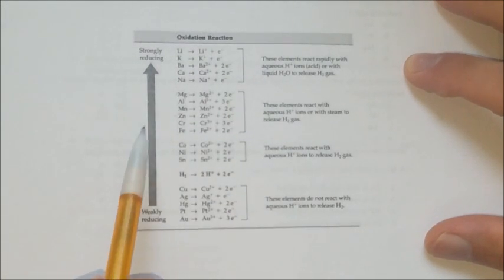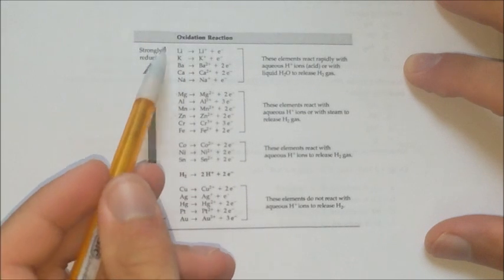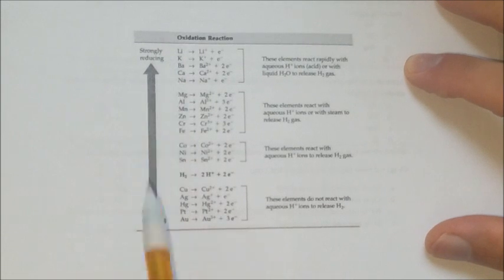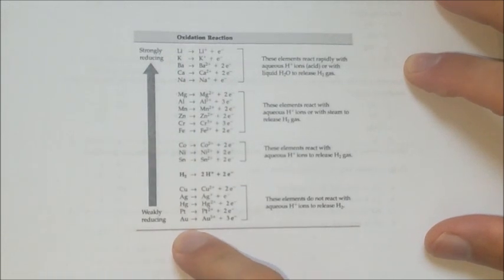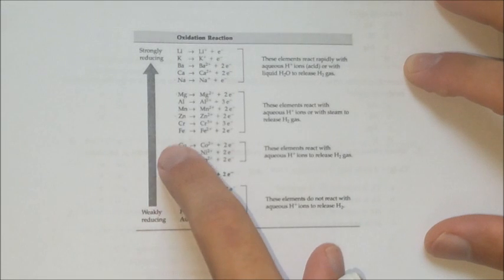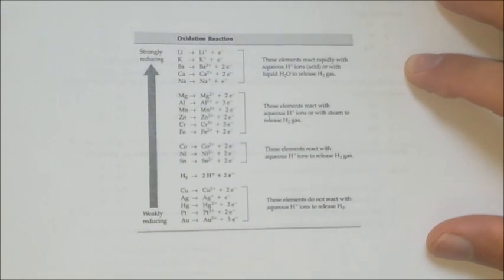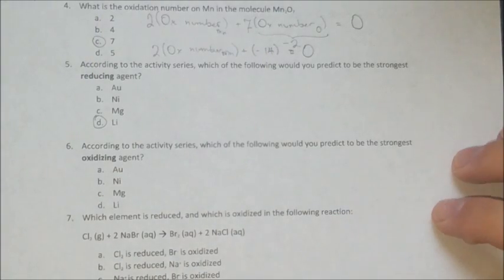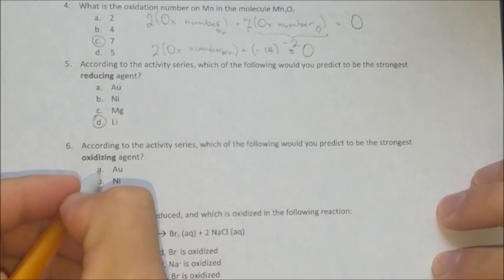So out of the 3 choices, of course lithium being up here is definitely not going to be a good reducing agent. Or excuse me, yes, a good reducing agent. So gold here being on the bottom of the table is going to be the weakest reducing agent. Therefore it's going to be the best oxidizing agent. It's going to be better than the nickel and the magnesium and the lithium. So the right answer for number 6 is gold.